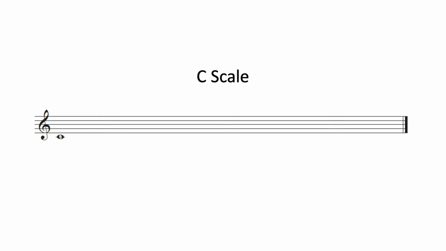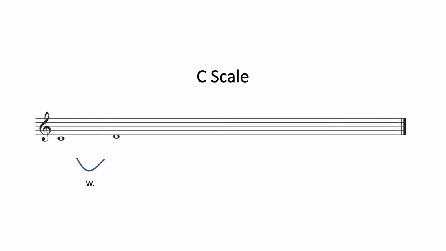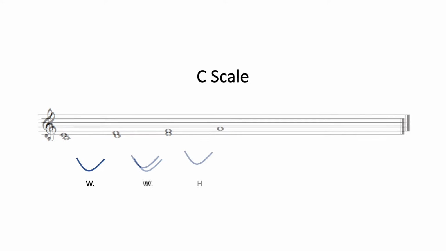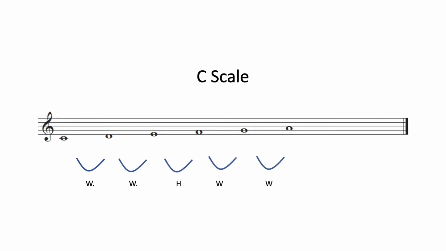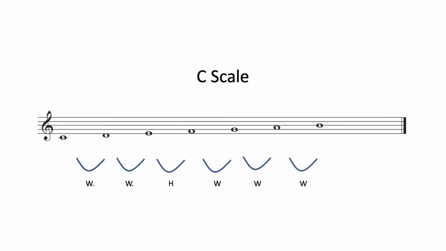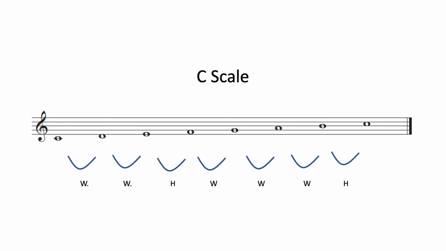From C to D is a whole step. We need another whole step from D to E. E to F is a half step. F to G is a whole step. G to A is a whole step. Another whole step with A to B. And what's the last one? Remember, it's a half step. No problem. From B to C is a half step.